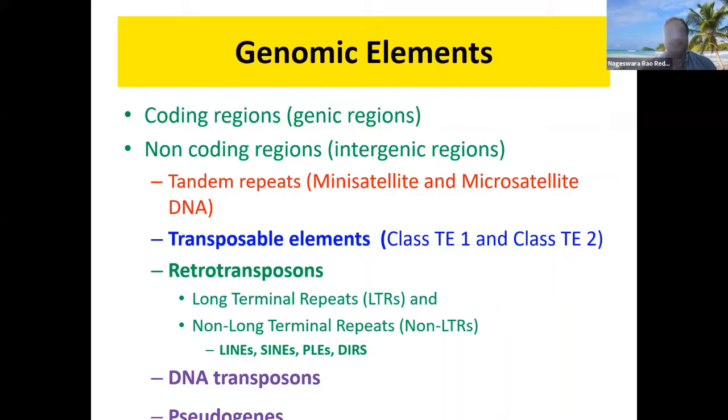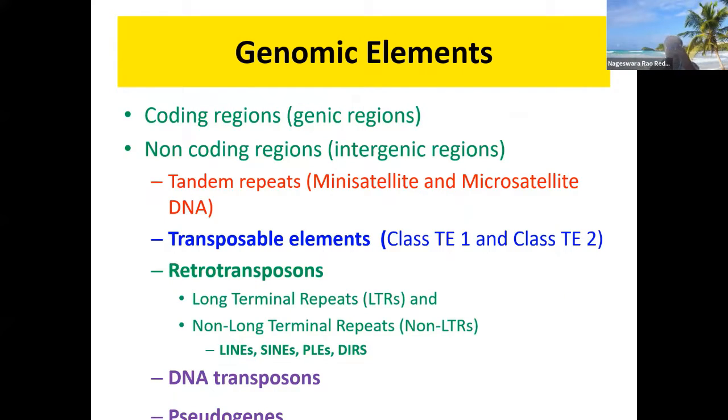So, what is the first aspect we learned previously? The first aspect is that the whole genome has several elements, and the elements are divided mainly into two broad categories. The first one is the genic regions, and the second one is the intergenic regions. The genic regions are known as the coding regions, and the intergenic regions are known as the non-coding regions.